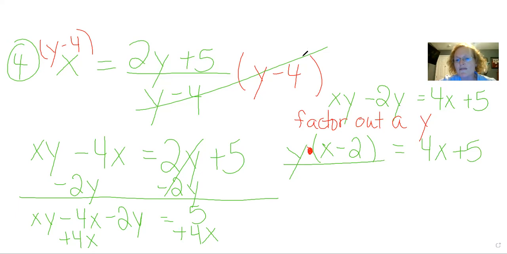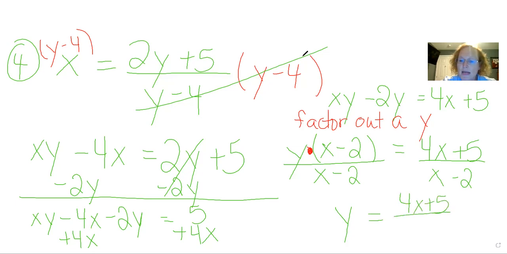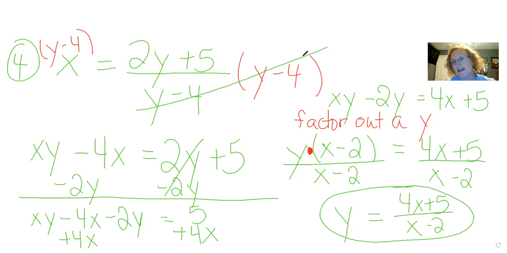And the way to get rid of something that's being multiplied is to divide it. And so what we get for an answer is y equals (4x plus 5) over (x minus 2). So remember, just like you had an ugly fraction to start with, it's really common that you're going to have an ugly fraction to end with as well when you get your answer on one of these.